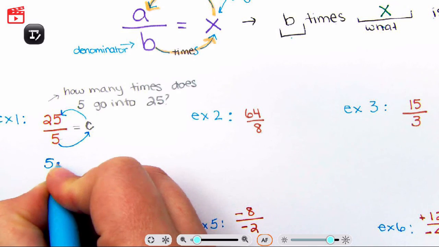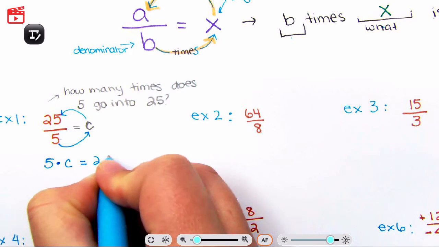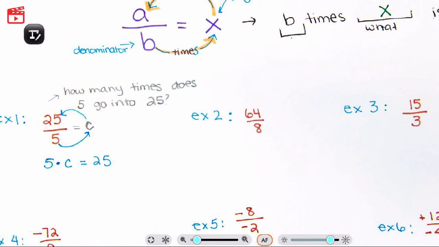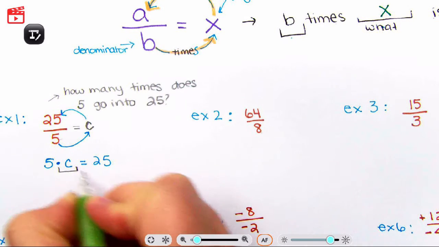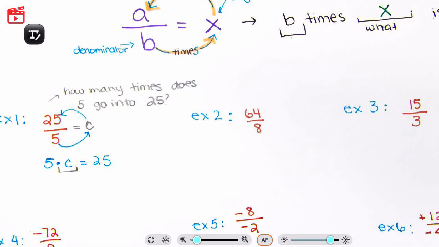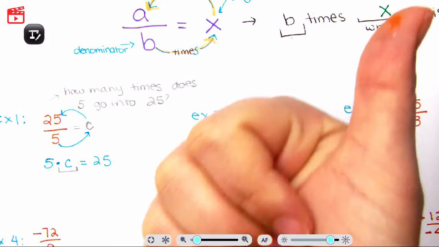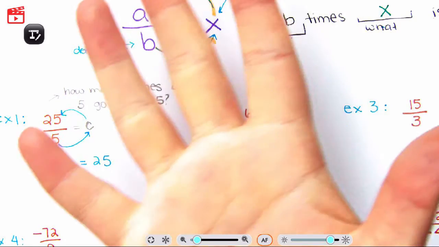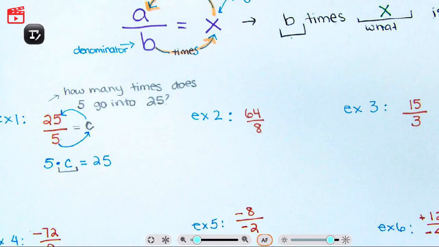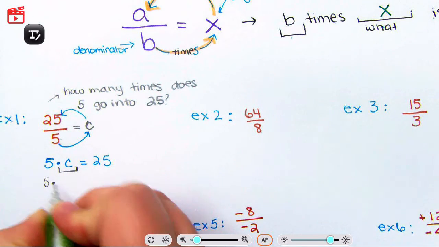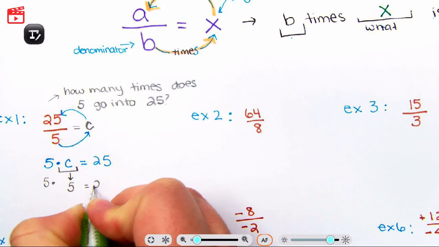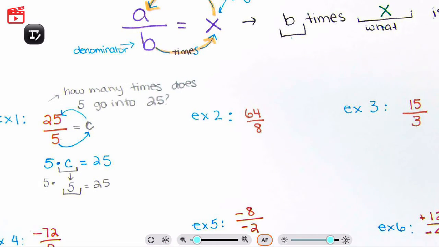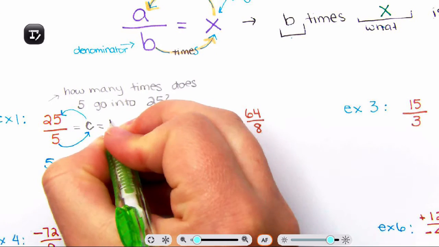5 times C is 25. So now we're asking ourselves, 5 times what is 25? If you watched my multiplication tricks video, you know that for 5, since we count, it alternates 5, 0, 5, 0 in the ones place. So we have 5, 10, 15, 20, 25. How many fingers do I have? I have 5 fingers up. So that means 5 times 5 is 25. So my answer, when it's asking me to simplify, what is 25 divided by 5? The answer is now 5.